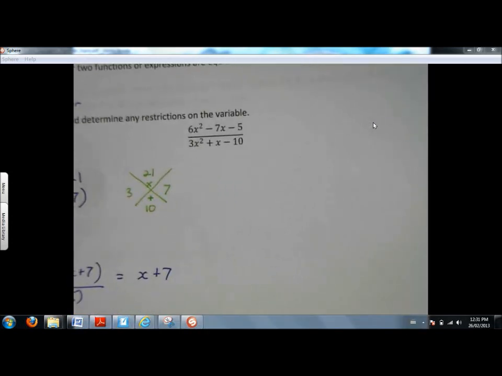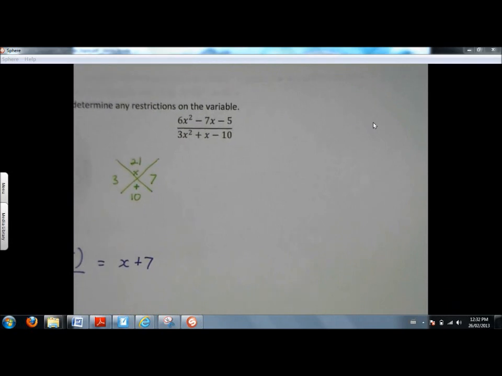Go to example 2. Let me see if I can get the light up a little bit. Oh, okay.